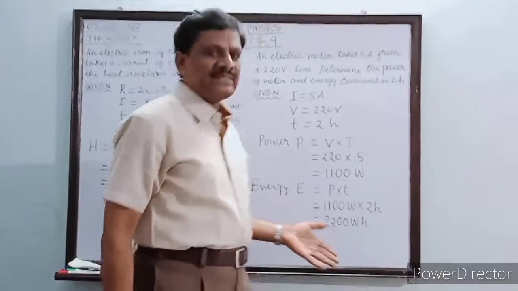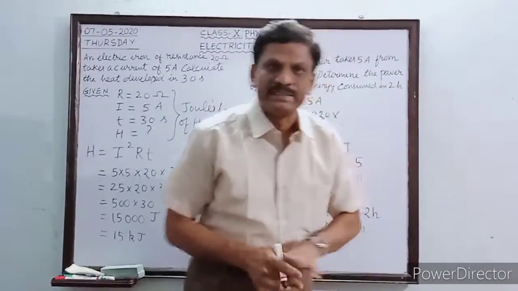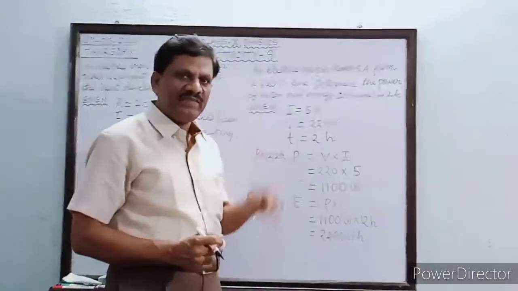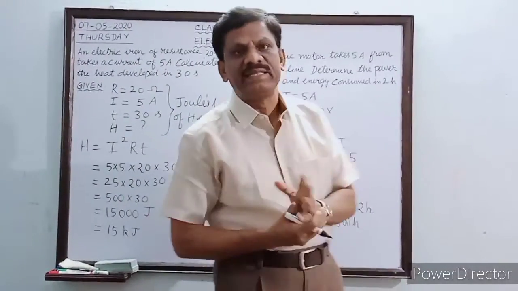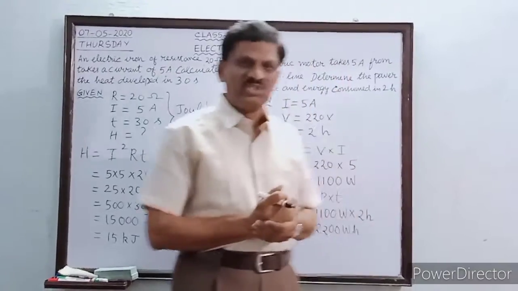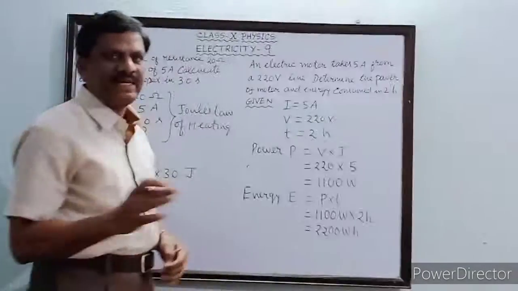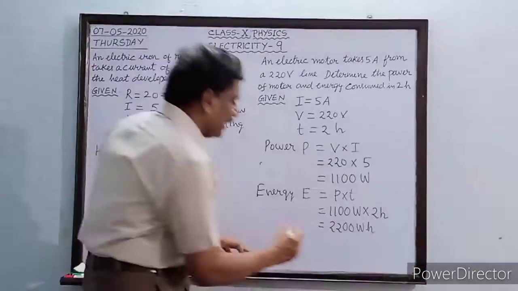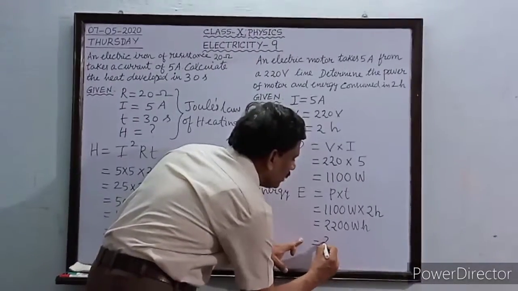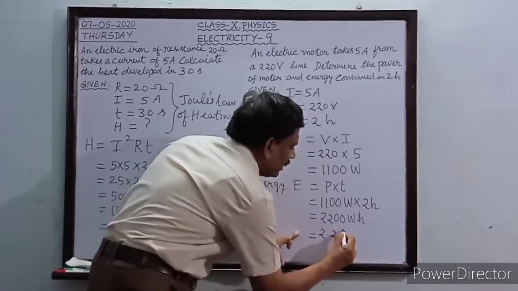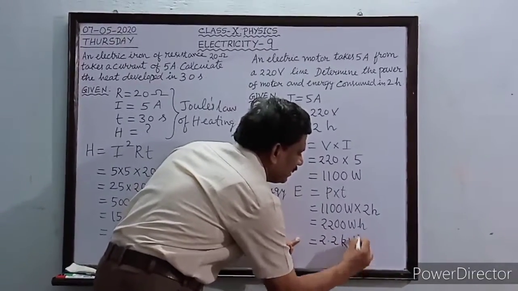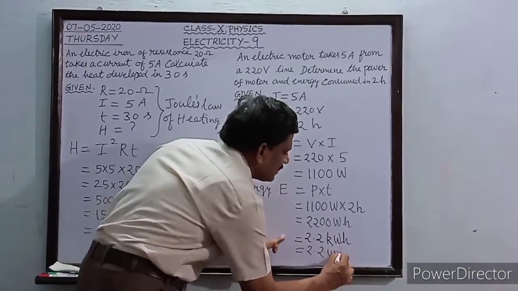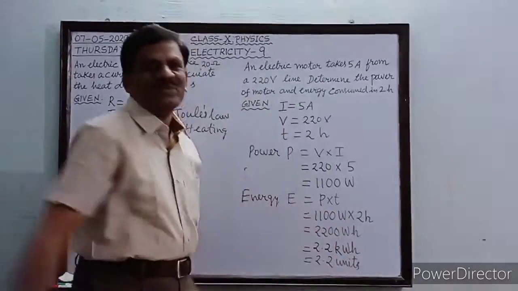But which is the commercial unit of energy you have heard? Good. Kilowatt hour. Kilowatt hour we have already defined. 1 kilowatt hour is equal to 3.6 into 10 power 6 joule. To express this in kilowatt hour, I should divide this by 1000. So this is 2.2 kilowatt hour, which is also 2.2 units.